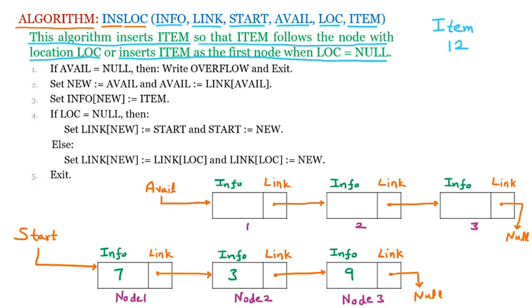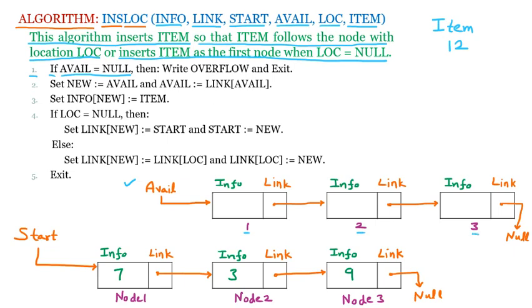Now first of all we are taking the algorithm with the first step. If avail is equal to null, we know that the available list contains the information of free memory. Here we have seen that this one is the available list where we are having three blocks 1, 2 and 3. Three blocks are free, so the first part will not run.